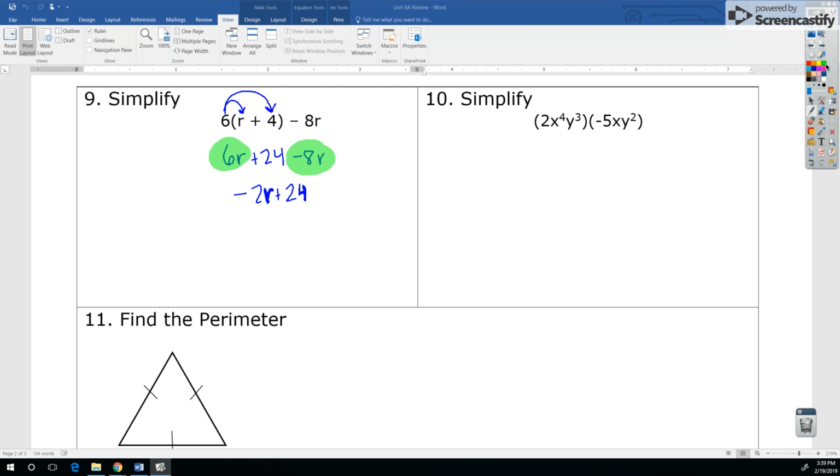Okay, just some quick exponent rules. So we have our coefficients that are going to multiply together. The same base, we're going to add exponents. Again, same base, add exponents.